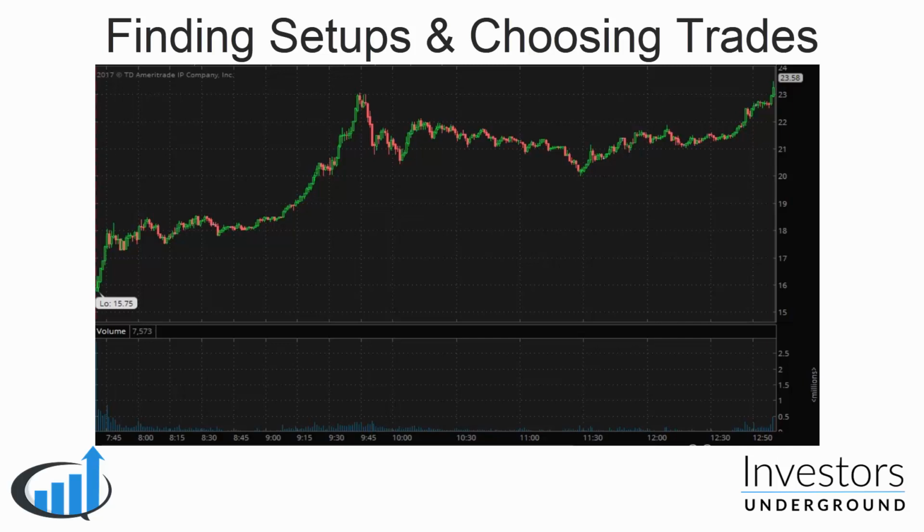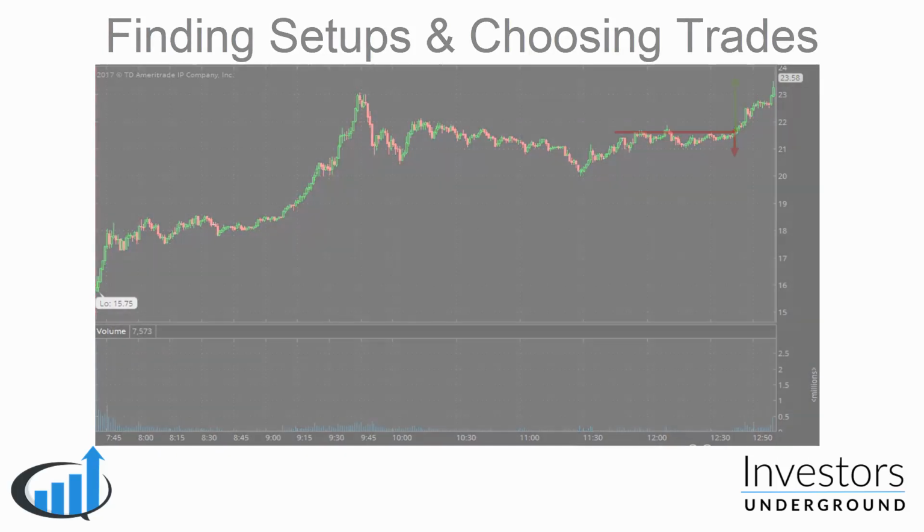The first long setup, giving at least a 2-to-1 risk reward, is on the 1850 breakout with a risk of about 60 cents. And based on the previous range with the stock, the reward of at least $1 to $1.50. The next long setup is on the breakout of the 2150 level with a risk of 50 cents and a potential reward of new highs of the day.